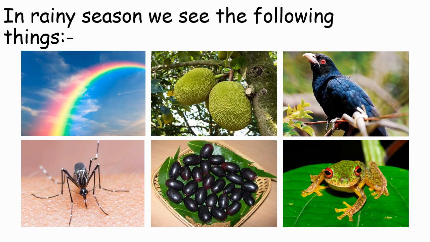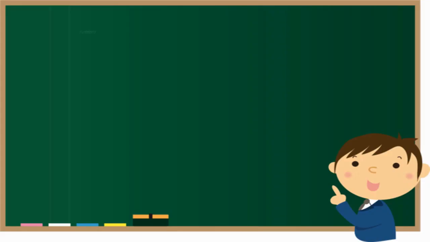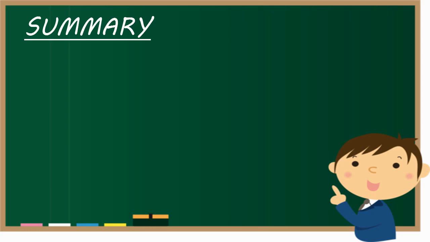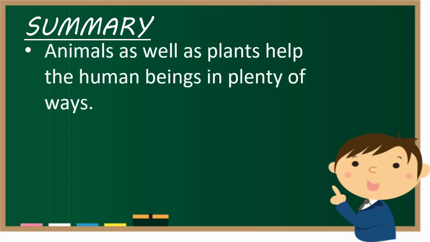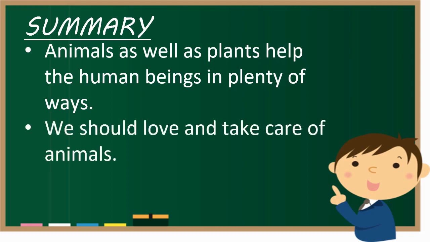Summary. Let's see what you have studied in this lesson. First point which you have studied is: animals as well as plants help the human beings in plenty of ways. Second point, we should love and take care of animals. Animals and plants are interdependent on each other.